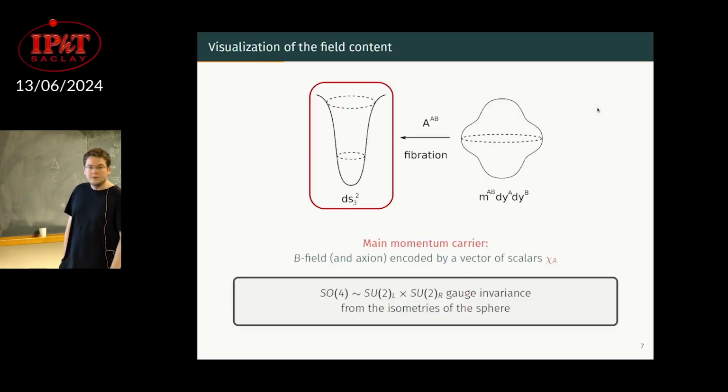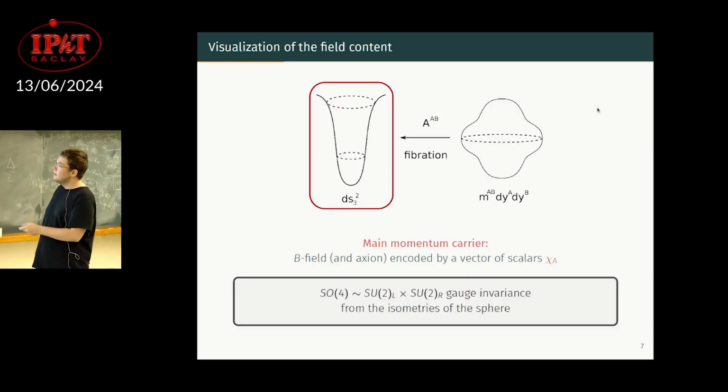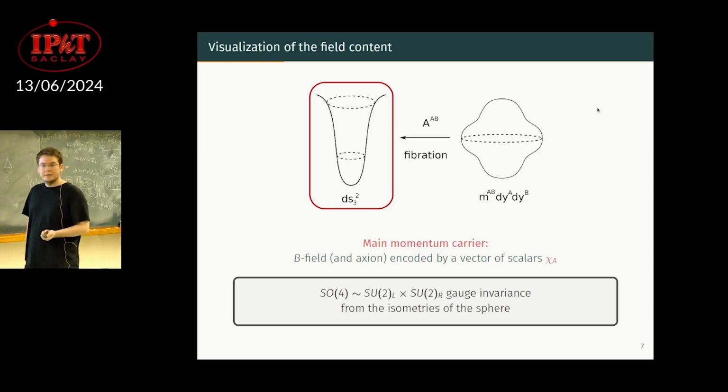So to visualize a bit the fields of this theory, here we have a 3-dimensional metric that is asymptotic to AdS3. Then we have this matrix M, a symmetric matrix of shape modes of the sphere that deform the sphere sort of like this. And then we have a matrix of gauge fields that describe how the sphere is fibered over the AdS3. In addition to that, we have non-geometric degrees of freedom. We have the scalars chi, which are the main momentum carrier, and that correspond to the B field and to the dilaton and the axion. The whole theory has an SO(4) gauge invariance from the isometries of the sphere as well.